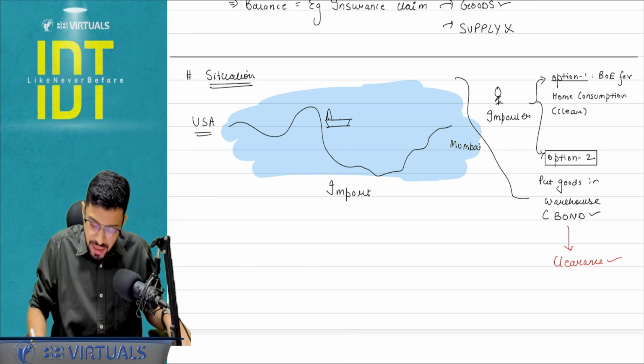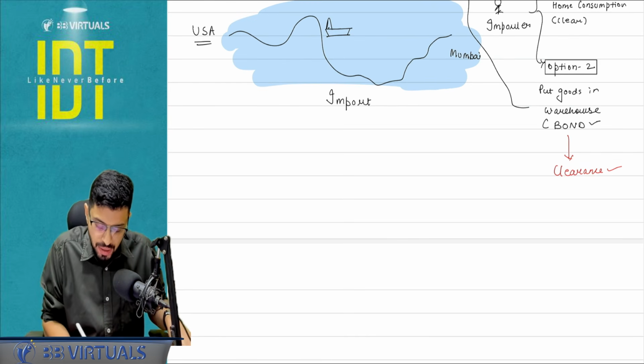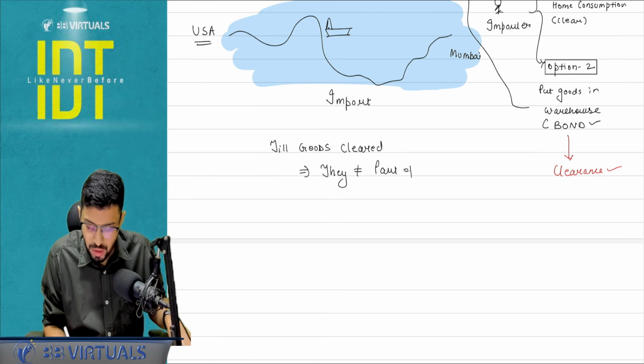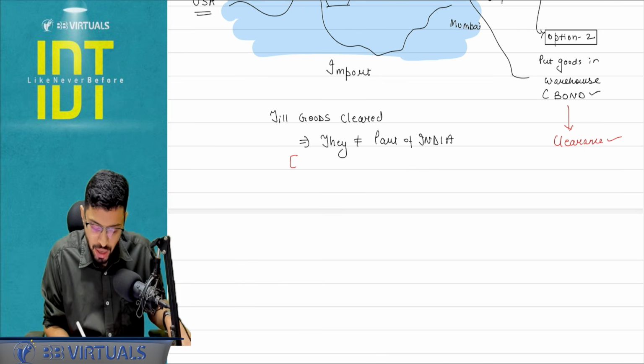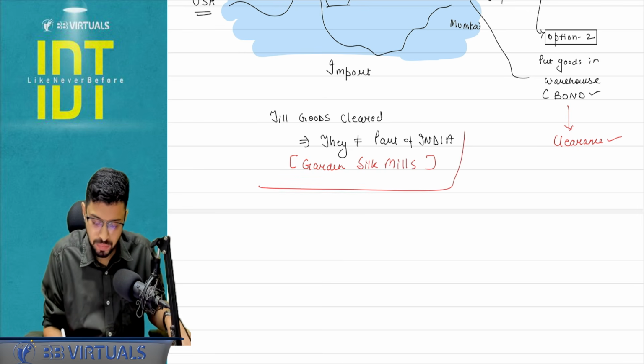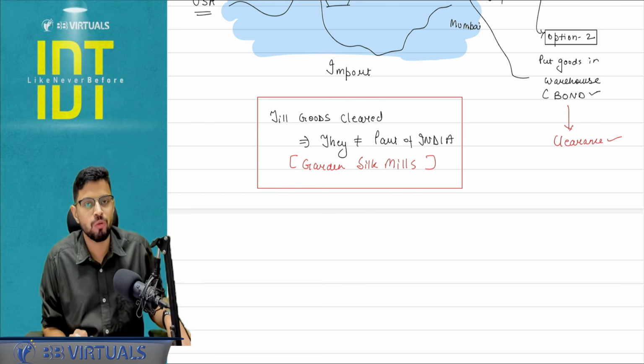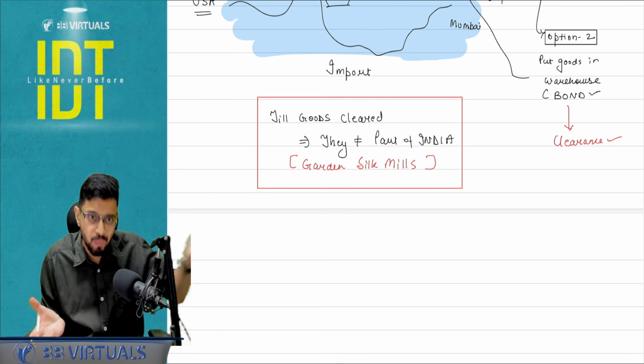Until the goods are cleared, note this, till the goods are cleared, they are not considered as a part of India. Sir, where is it written? It's a case law based analysis. Case law, Garden Silk Mills, customs law. So till the goods are cleared, they are technically not a part of India because you have not yet cleared it. These are imported items.